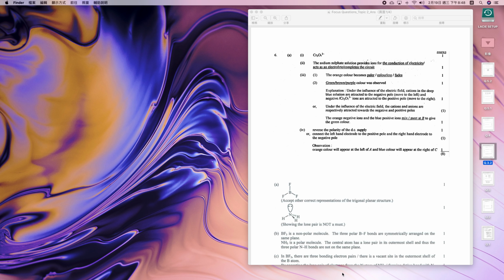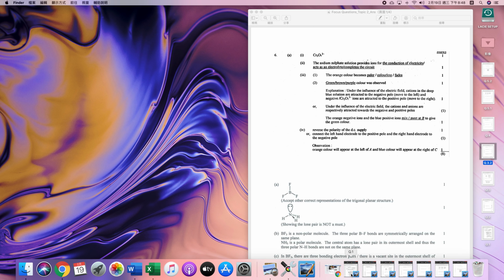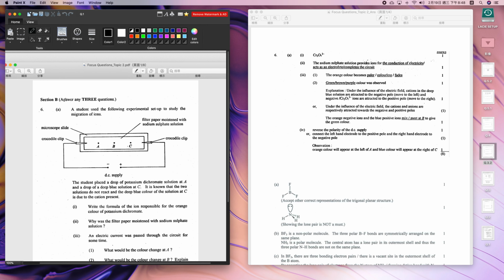We would like to review the focus questions in Topic 2, Microscopic World 1. The first question we would like to talk about tests your knowledge about ionic compounds. In this question, it tests your knowledge of common ions, for example, dichromate ions, and also their color.